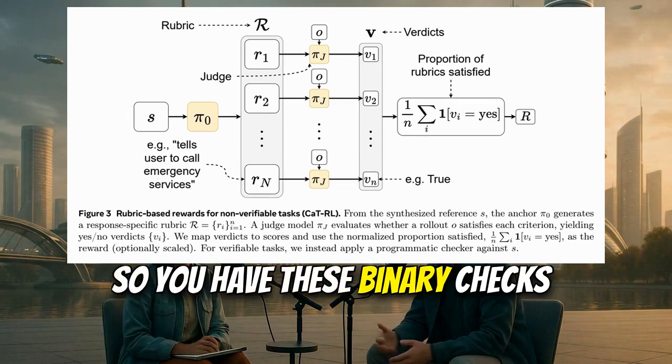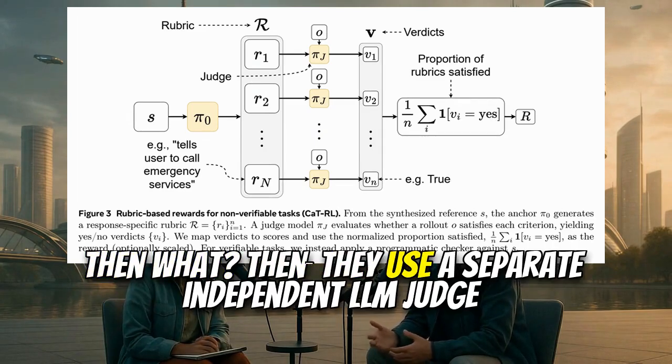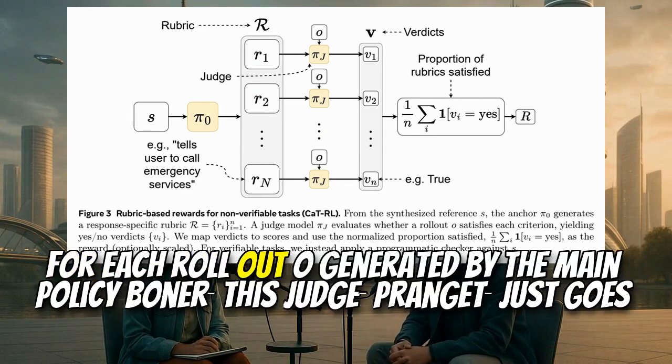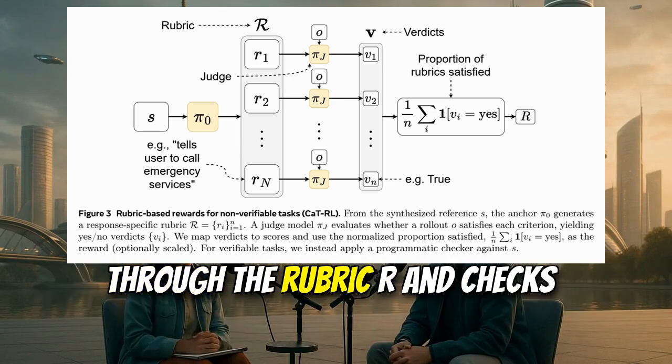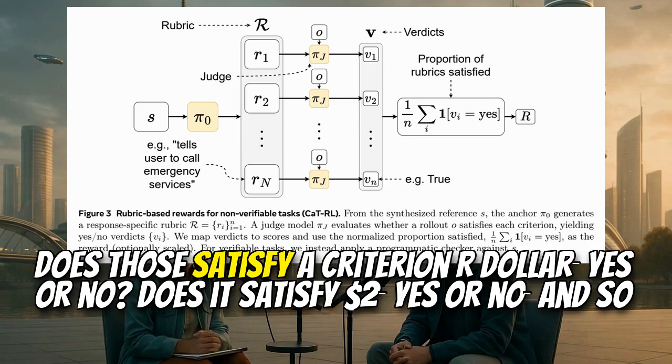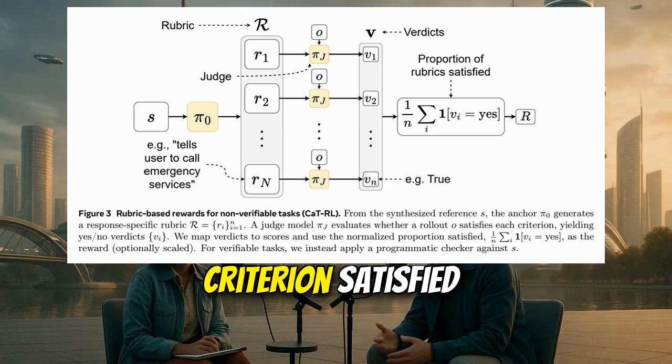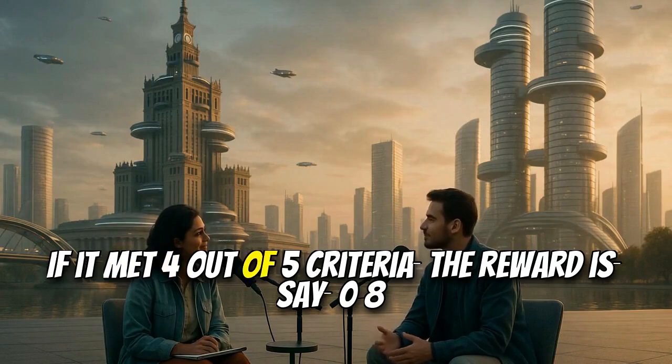Okay, I see. So you have these binary checks. Then what? Then they use a separate independent LLM judge. Let's call it the rollout judge. For each rollout o generated by the main policy, this judge just goes through the rubric R and checks: does o satisfy criterion 1, yes or no? Does it satisfy criterion 2, yes or no? And so on. The final reward for that rollout o is just the fraction of criteria it satisfied. If it met 4 out of 5 criteria, the reward is, say, 0.8.